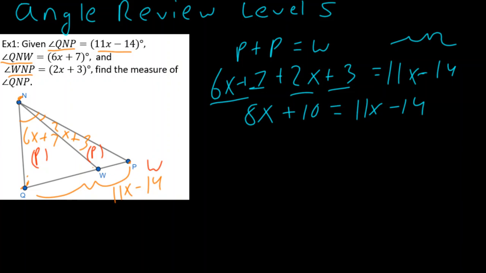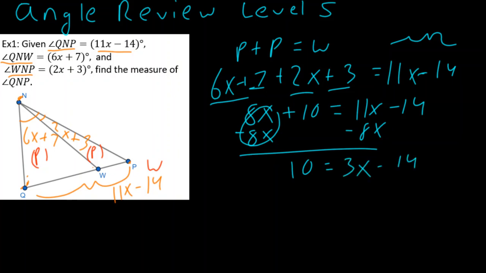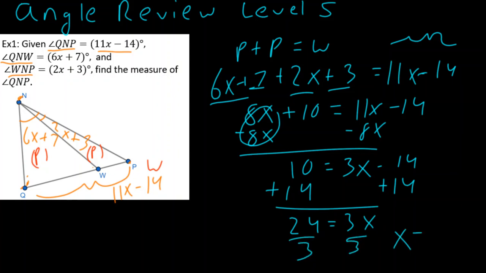Okay, well, we see an 8x on the left, 11x on the right. I want to move my smaller x by subtracting 8x from both sides. And now we have 10 is equal to 11 minus 8 will give us 3x minus 14. Of course, we know we get rid of our subtraction first, so we're going to add 14 to both sides. And of course, 10 plus 14 will be 24, and this will equal 3x. Now, in order to get the x by itself, we divide both sides by 3, and we're going to wind up with x equals 24 divided by 3, which is in fact 8.